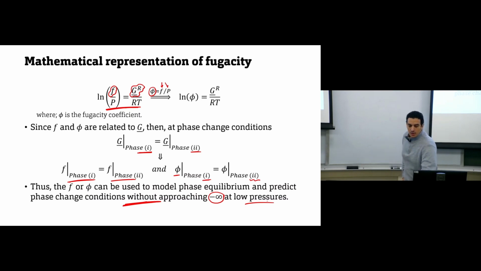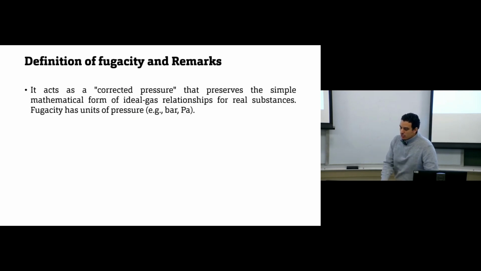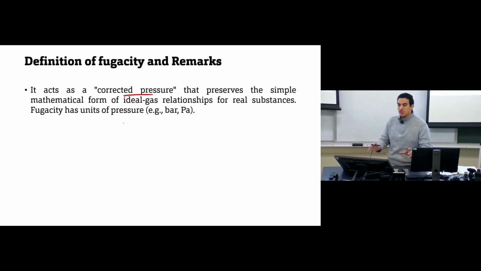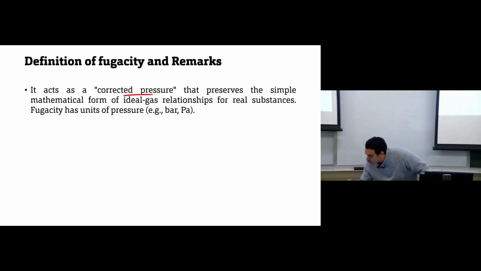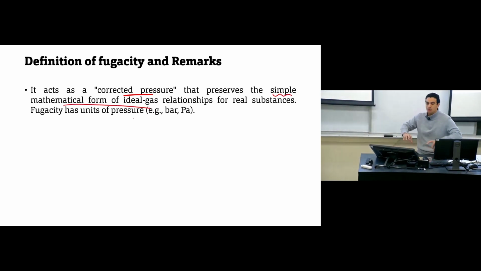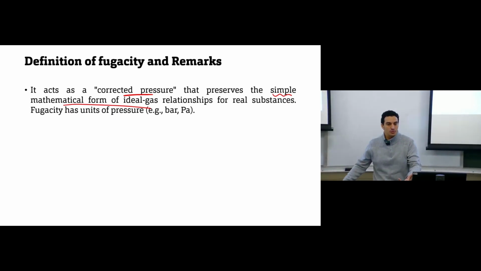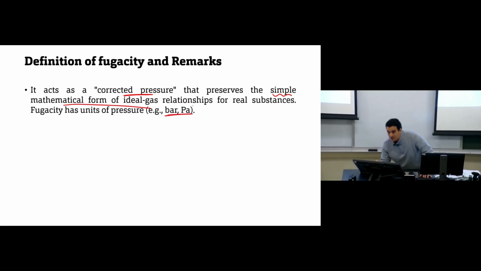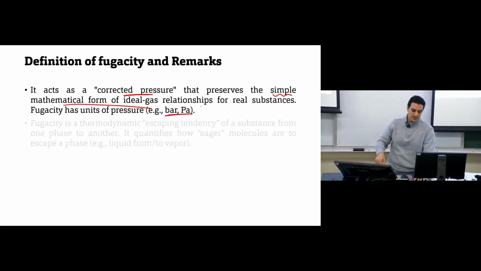Okay, just to give you a summary: fugacity is a corrected pressure. We define fugacity to be able to use the simple mathematical form for ideal gases, but for real substances. So we are using fugacity instead of pressure. Fugacity and pressure have exactly the same units.